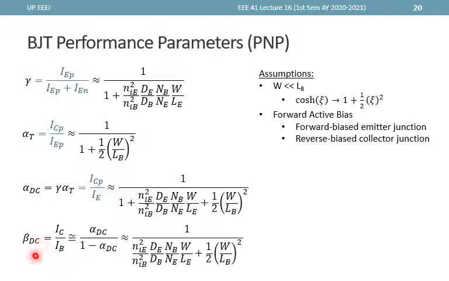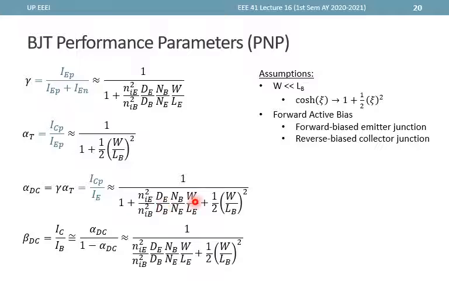Beta DC is alpha DC over 1 minus alpha DC, so we can use this one, although the approximate expression is already given here. Similar to what we have mentioned for gamma, we want W to be very small. Also for these terms here, NE to be much larger than NB, and possibly NIE to be much smaller than NIB.